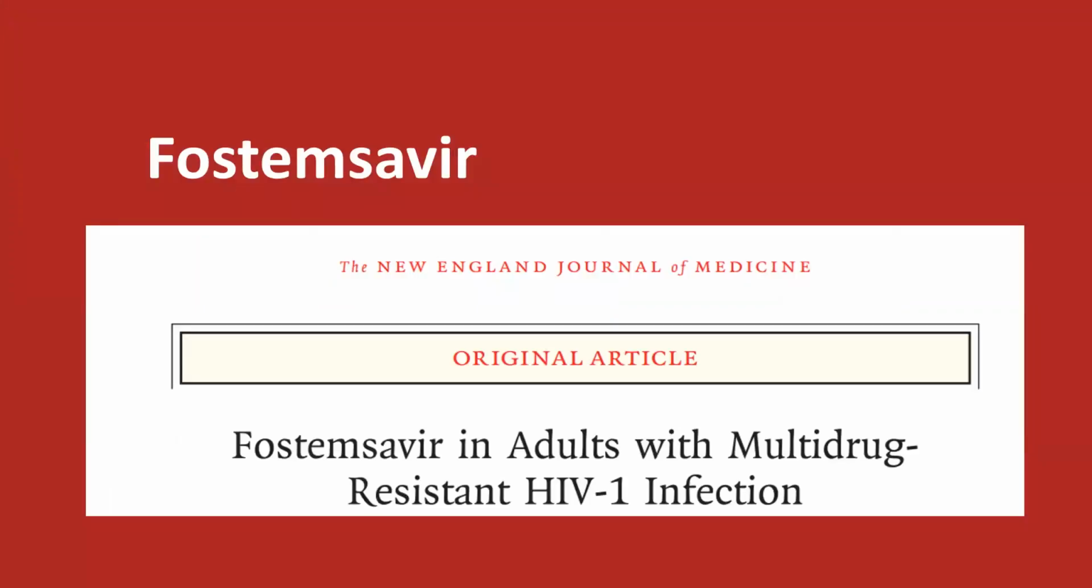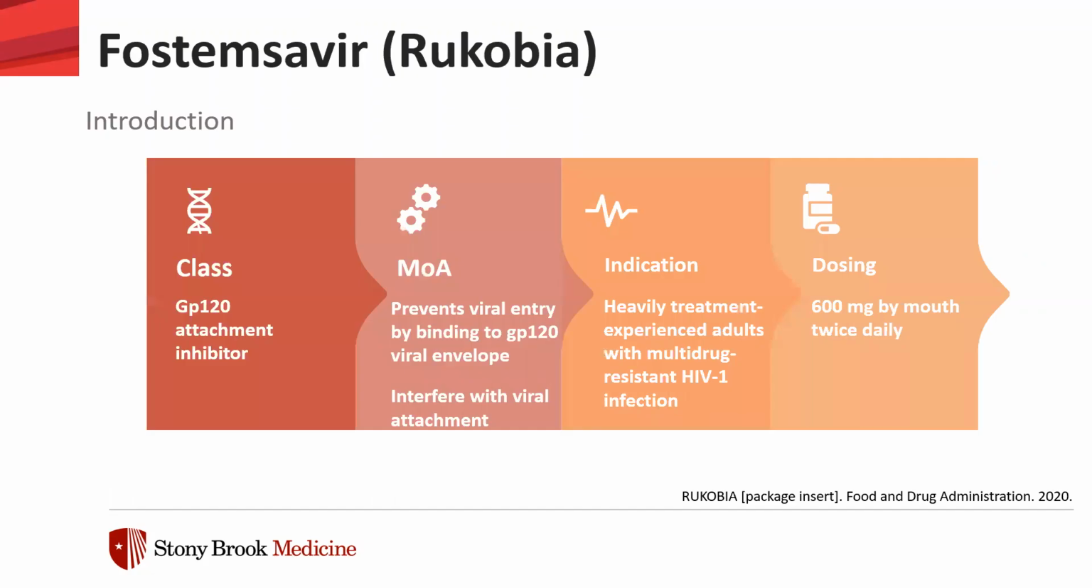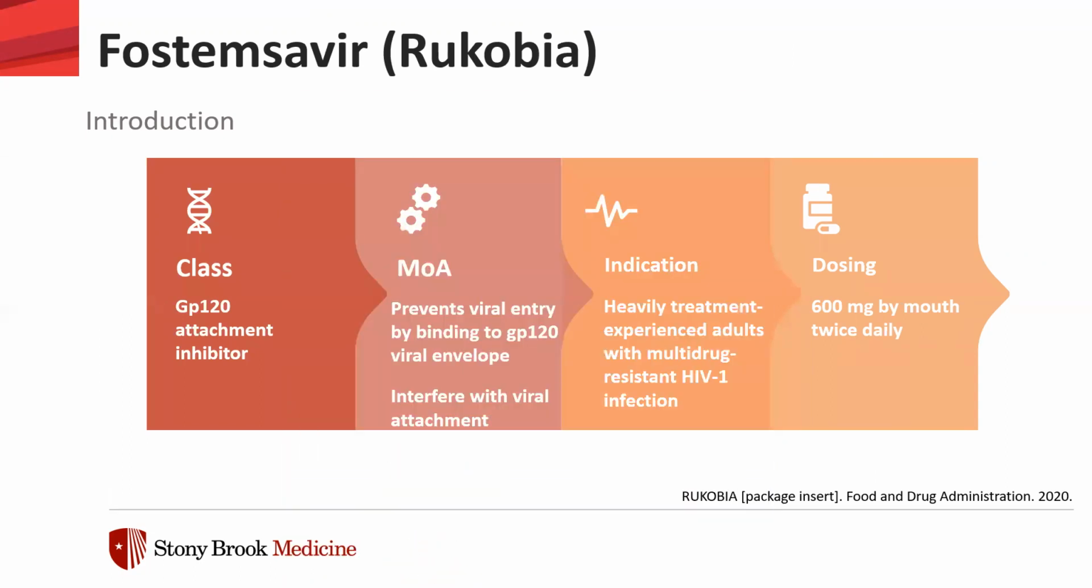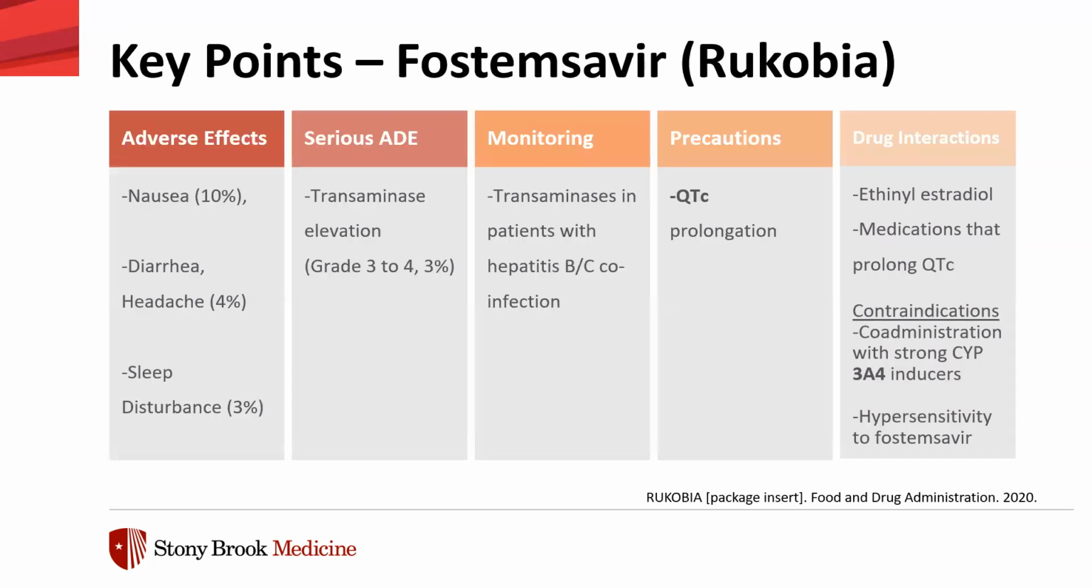Now transitioning into a new medication, Fostemsavir, sold under the brand name Rukobia. It was approved in July of 2020. And as I mentioned before, it's a GP120 attachment inhibitor. It's the first and only in class with this mechanism of action to prevent viral entry by binding to that GP120 envelope on the surface of the HIV virus. Its dosing is a tablet form, 600 milligrams twice daily.